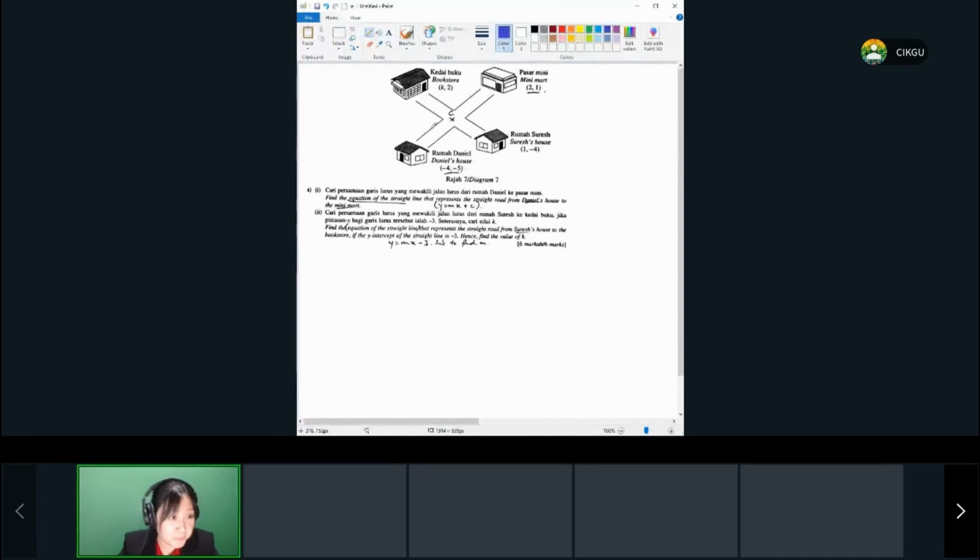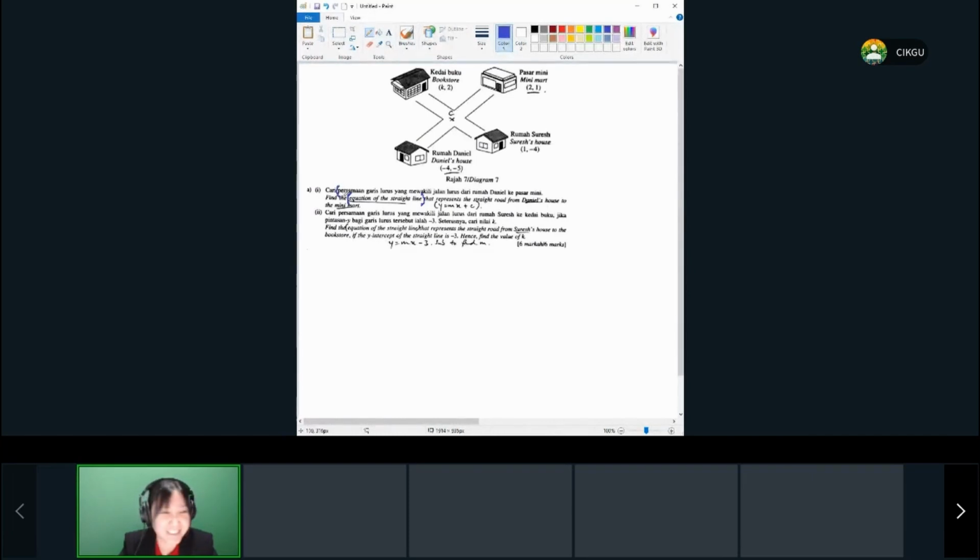So the diagram is given here. Part A, start already. Do it from your side too, and for those who know how to do it, do it first, no problem. We can then compare our answers. First, find the equation of straight line. Same thing as what we discussed yesterday. Equation of straight line.